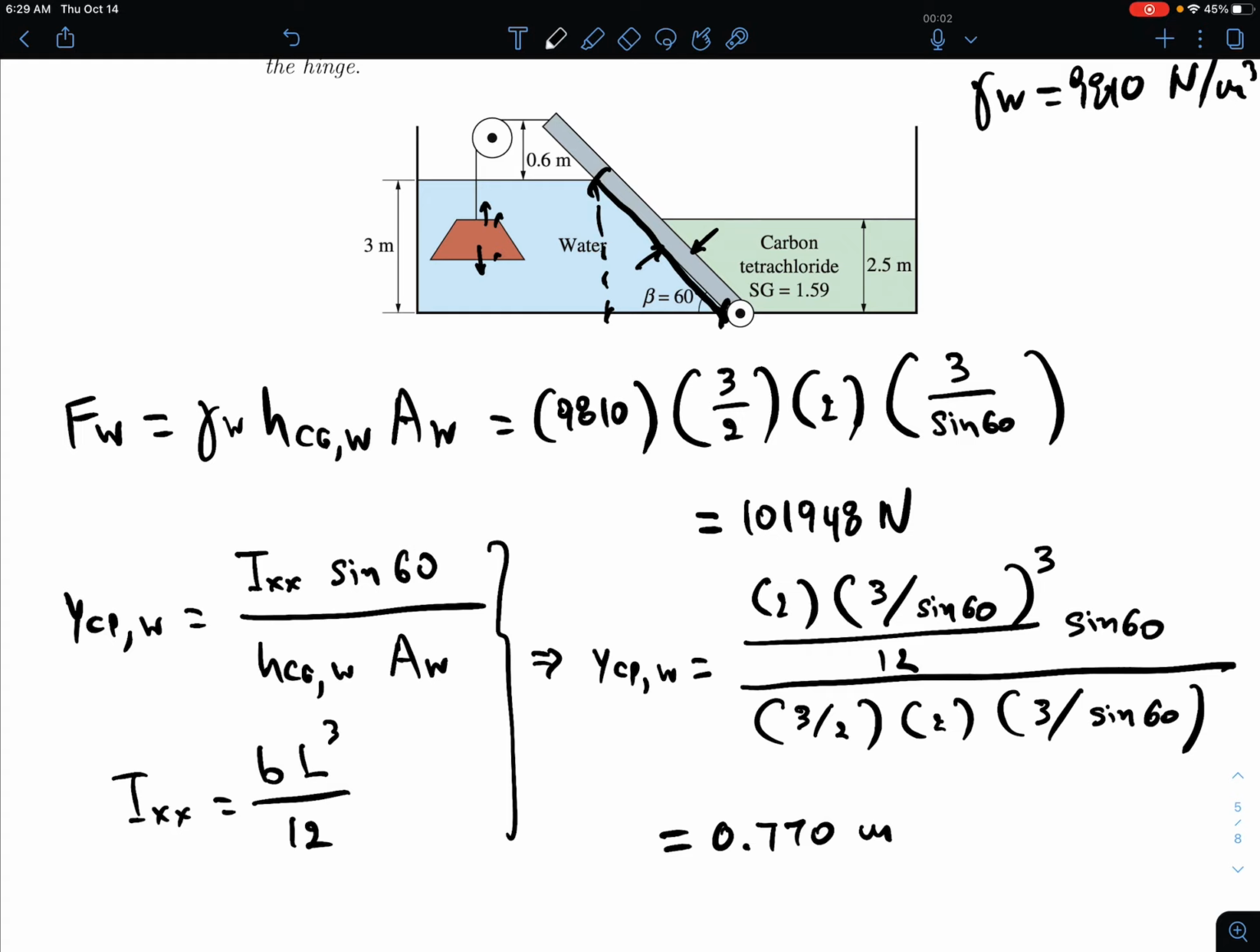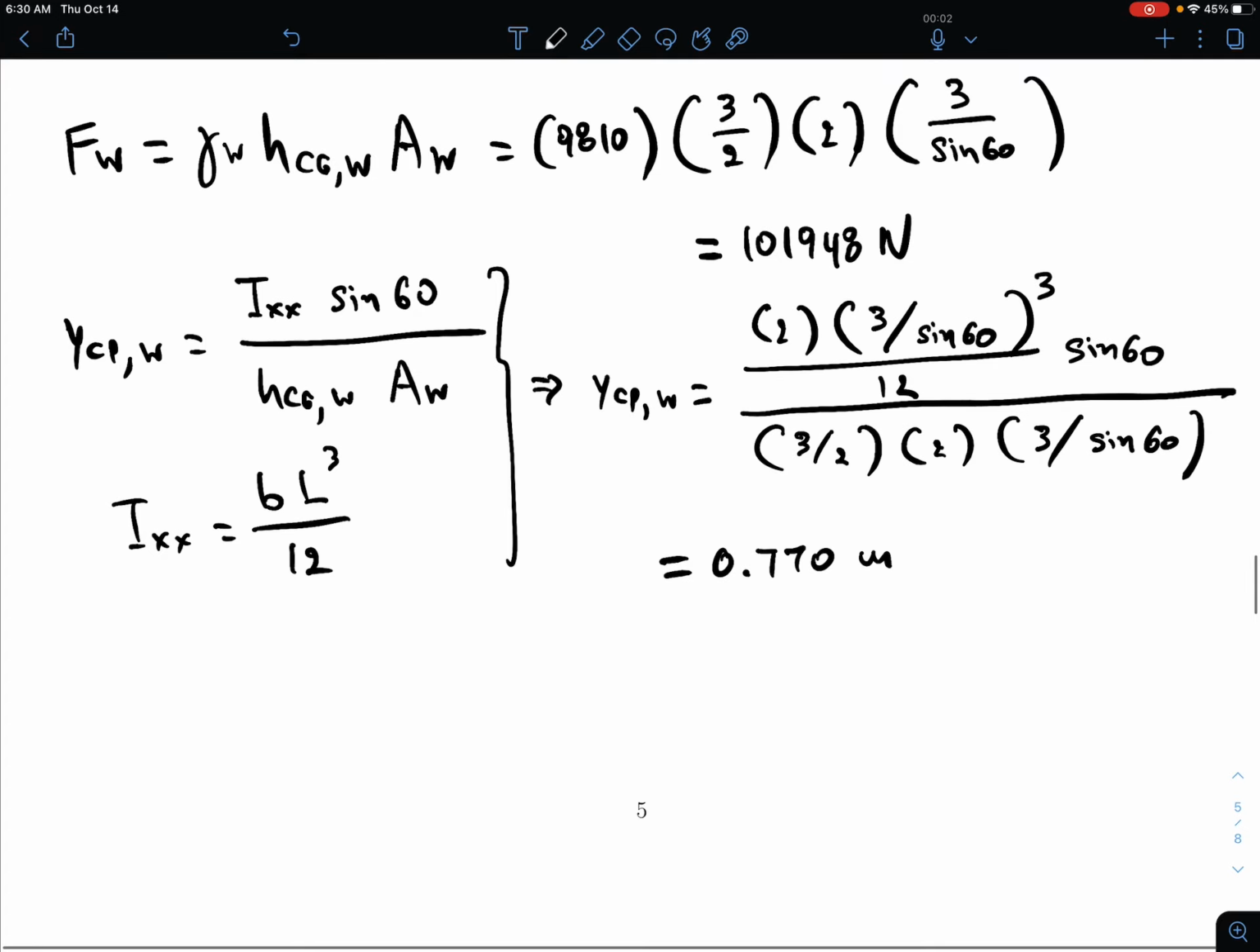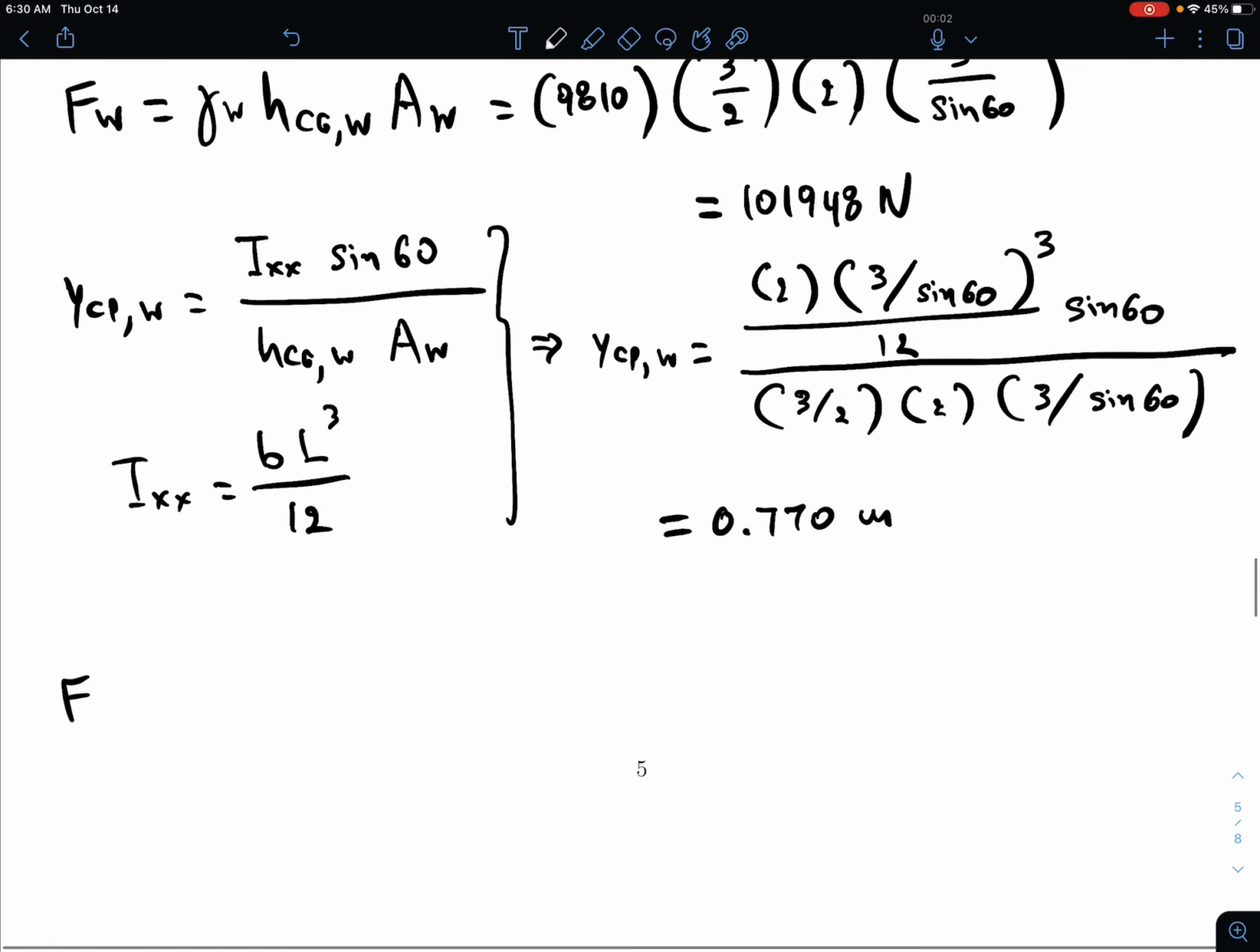We're going to do the exact same thing on the carbon tetrachloride side, but the only difference now is that instead of those 3 meters, we are working with the center of gravity here, which is at 2.5 meters over 2, so 1.25 meters. And then this length here, which we're going to use for the area calculation, is just 2.5 over sine 60. So very similar.